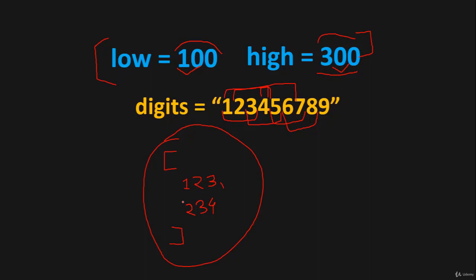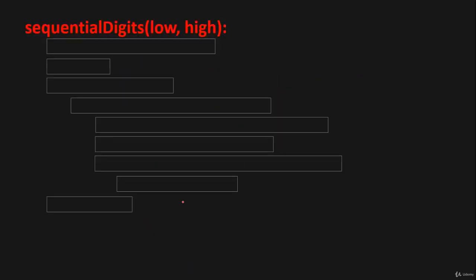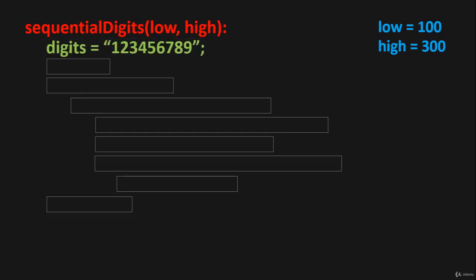This is how we can solve this problem. Now let's see how my solution might look in code. First, I'm going to declare a function sequentialDigits that takes low and high as input. For the sake of understanding, let's assume we have low equals 100 and high equals 300. Then we're going to declare a digit variable that will store the sequential digits. From this, we'll generate every single sequential digit, from length 1 to 9. Then we're going to declare a list that will hold our answer.